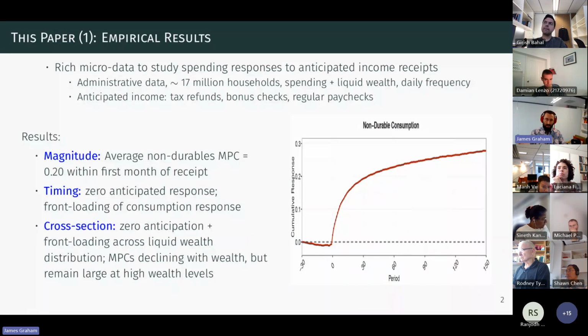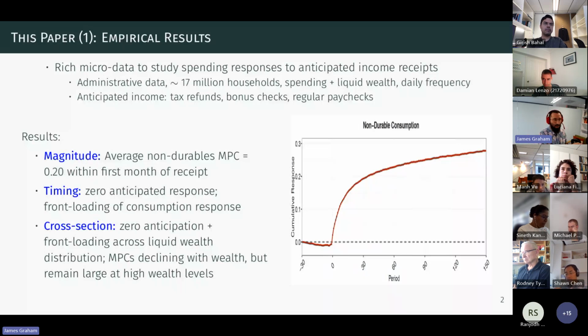The other thing we find that's very consistent with the rest of the literature is that the total size of the spending response, let's call this the marginal propensity to consume, is declining with wealth. So low wealth households have very high spending responses. High wealth households have very low spending responses. However, they're not zero, and they're not small either. They're around, let's say, 10% after 30 days. So high wealth households are also very sensitive to income receipt.